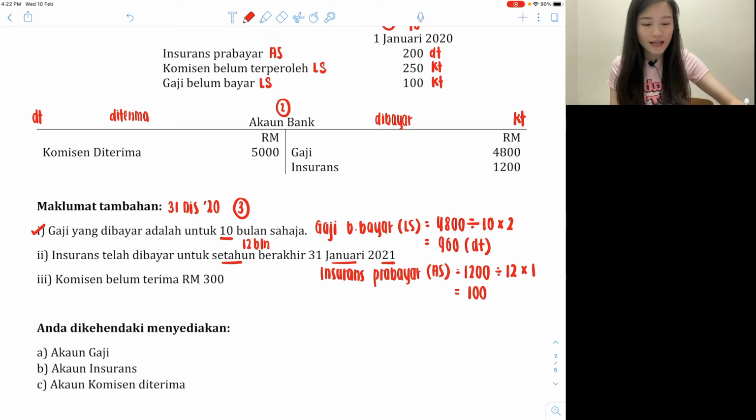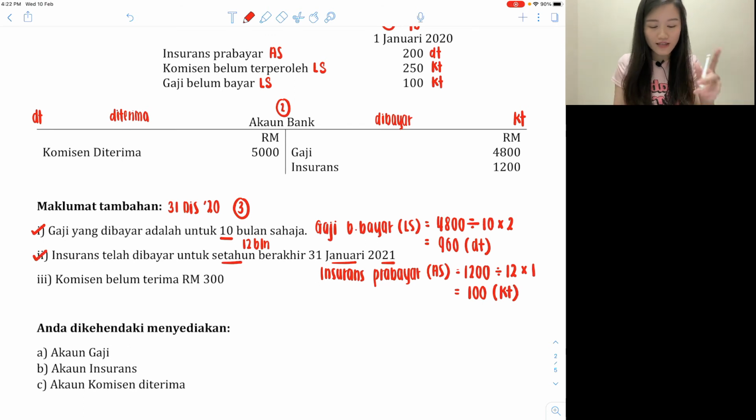We're going to use it on which side? Look at it, asset mah. Assets BB is debit. Now we're talking about HB, so you are supposed to put it on the credit side. Finished.